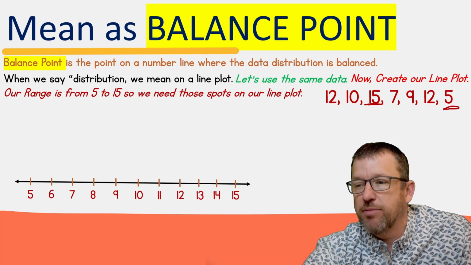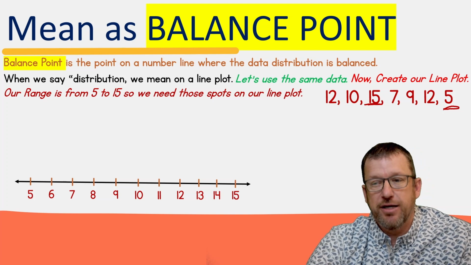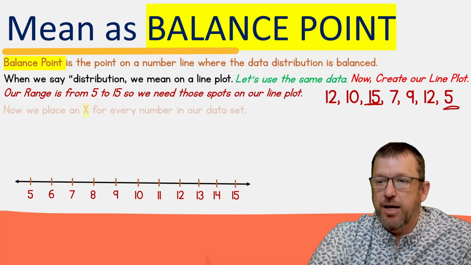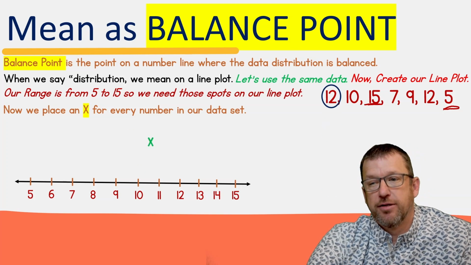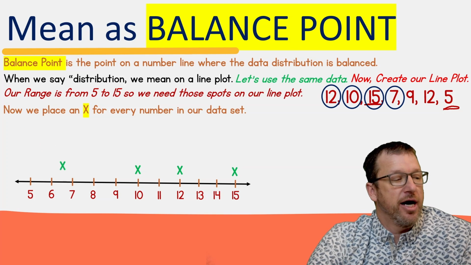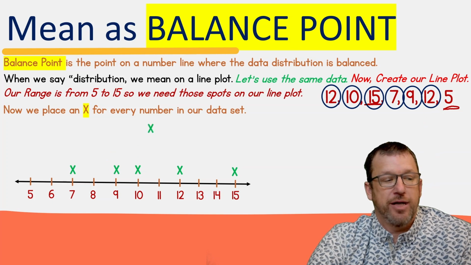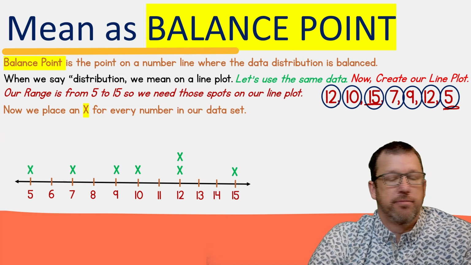Our range is, there's our smallest number, there's our biggest number, which means there's not going to be any numbers smaller than 5 or bigger than 15. So we can make our line plot just go from 5 to 15. Then we place an X for every number in the data set. So for the 12, let's put an X for the 12. A 10, let's put a dot or an X where the 10 is, and so forth. As this is going, I'm simply taking the data and distributing it on the number line at its appropriate place. So now we have a line plot of data showing how many episodes these families watch per month.